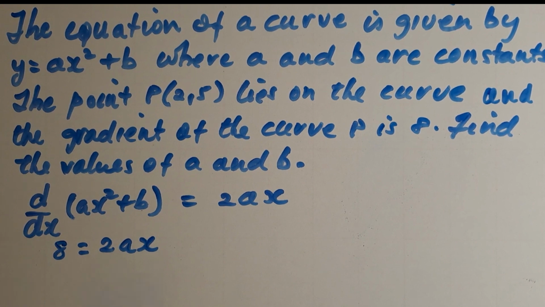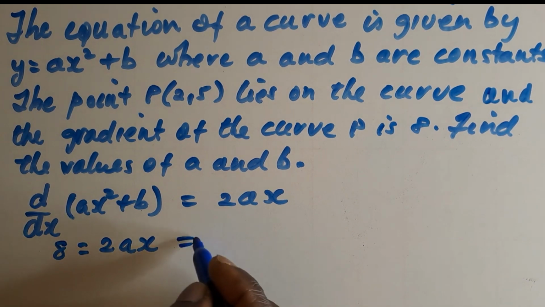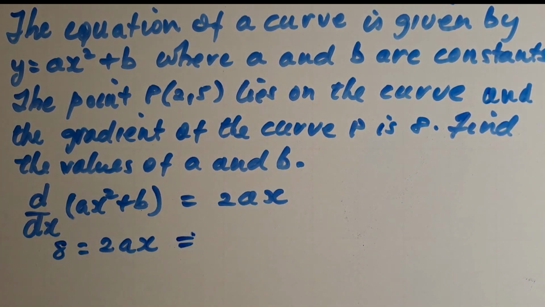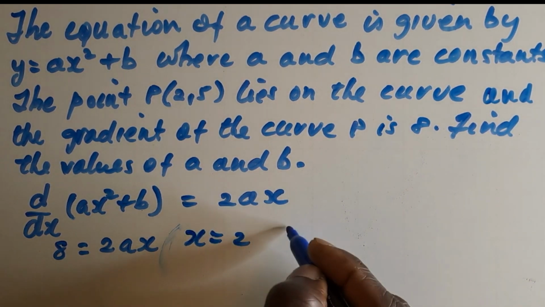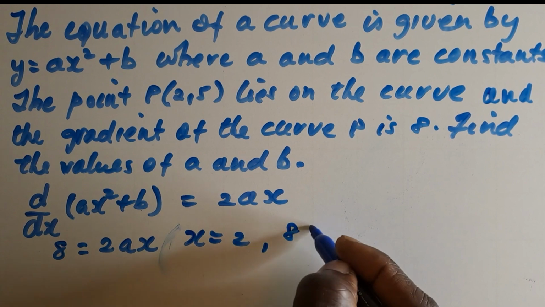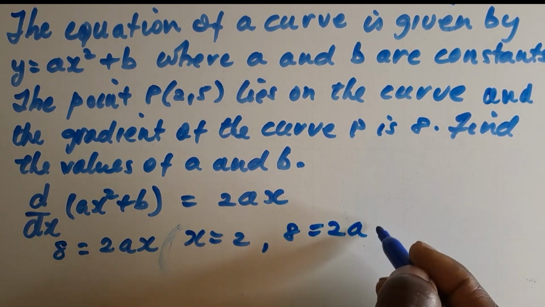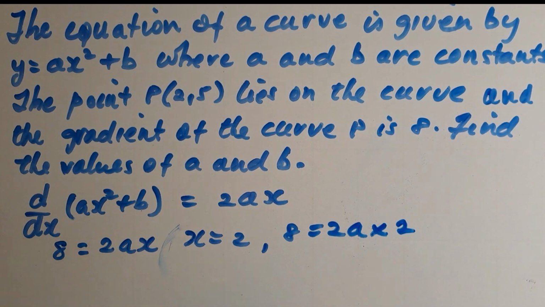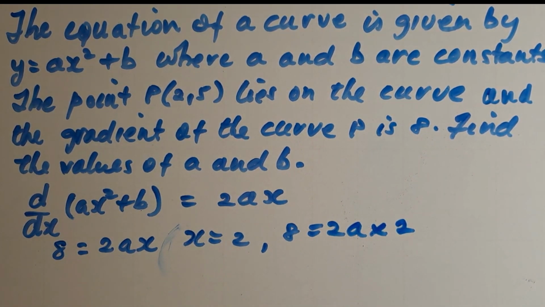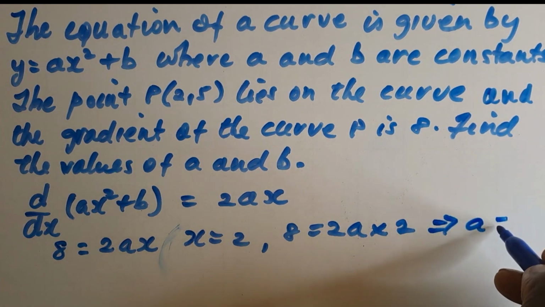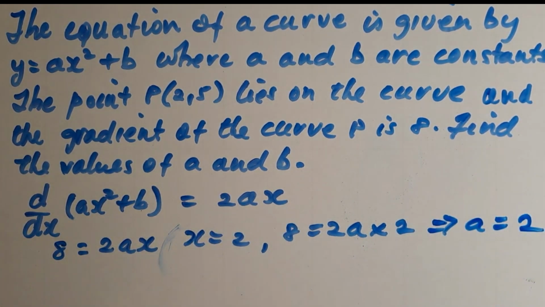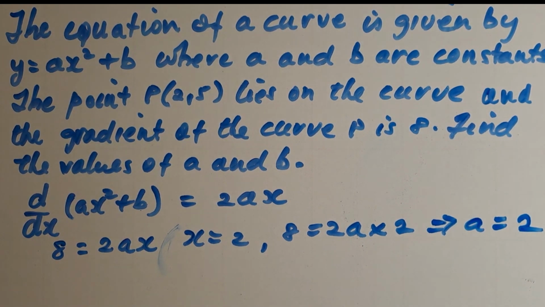So we can substitute for x here. So with x equal to 2, then we have 8 is equal to 2a times 2. That's 4a is equal to 8. So this implies that a is equal to 2. So we found one of our constants, a equal to 2.